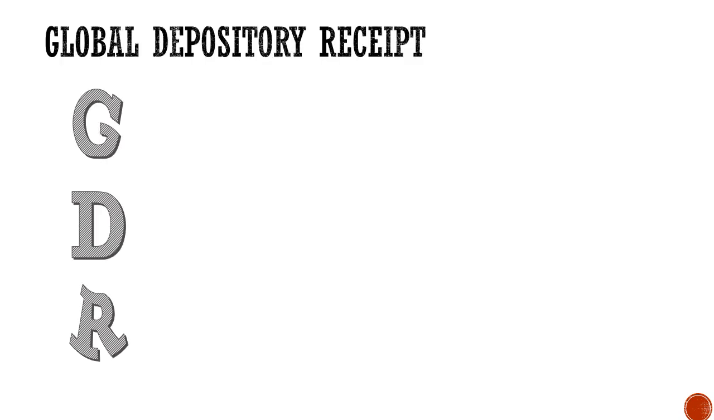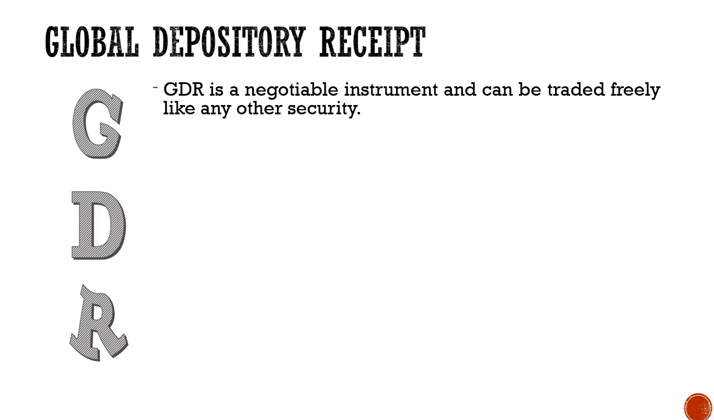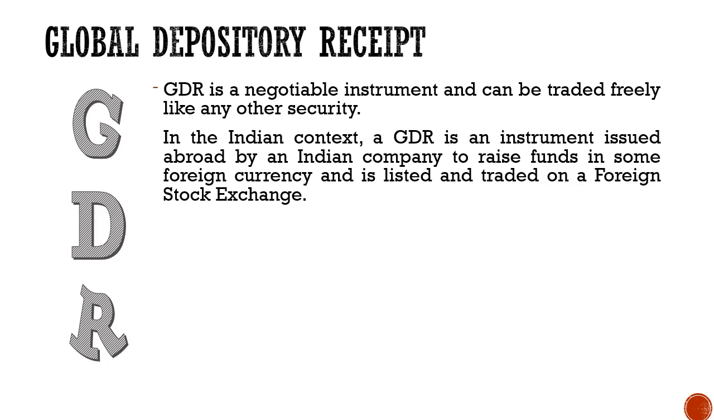Now, the first type of depository receipt is the global depository receipt. Let us try to understand this in more detail. The global depository receipt is a negotiable instrument and can be traded freely like any other security, similar to shares. It can be easily and freely traded. In the Indian context, a global depository receipt is an instrument issued abroad by an Indian company to raise funds in some foreign currency, and it is listed and traded on a foreign stock exchange.